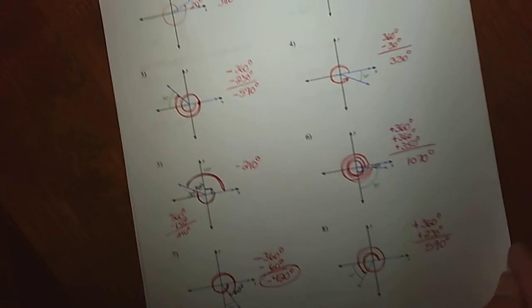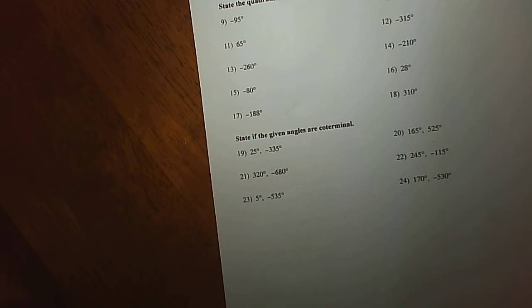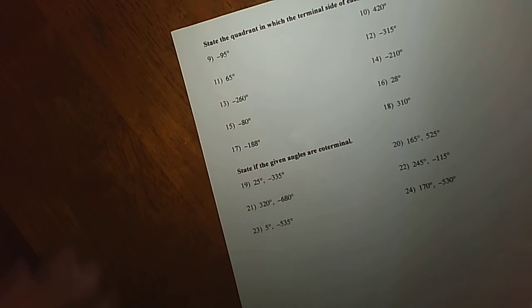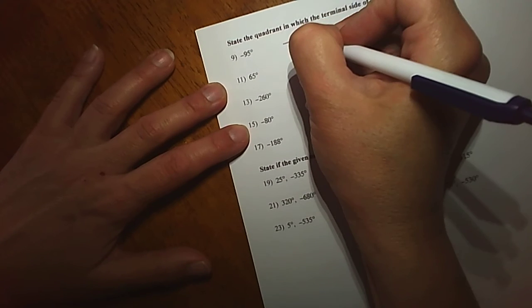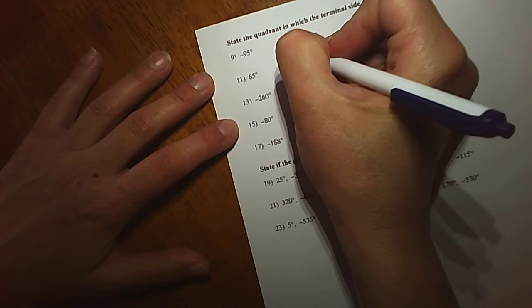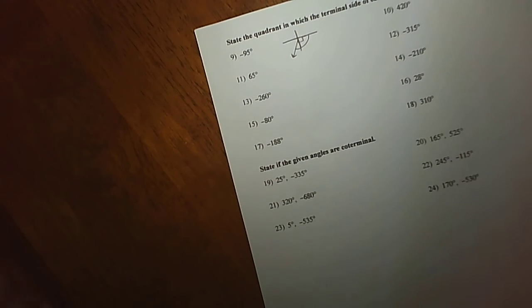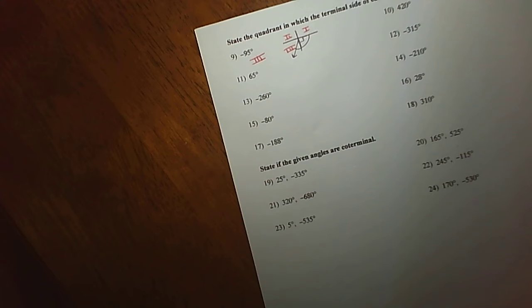Now, let's take a look at these guys. It says state the quadrant in which each terminal side of each angle lies. Okay, so here we go. Trick is we got to graph these. So negative 95 means we're going down. So remember, each corner is 90. So from here to here is 90, so I'm going a little bit past 90, and I end up here. So this is 1, 2, that means we ended up in quadrant 3 for that one.